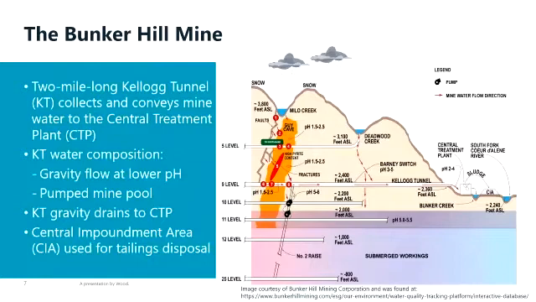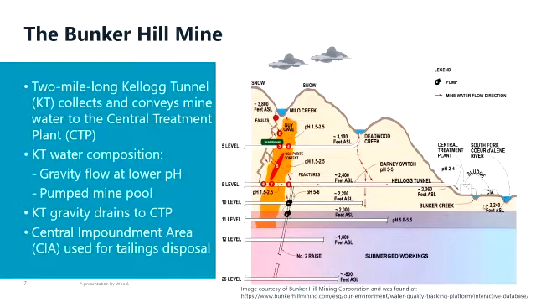Mine water also gets collected in the lower reaches, or what we call the mine pool. There are mine pool pumps that pump up from the pool into the Kellogg Tunnel, where water mixes with the gravity component. Gravity drains from the Kellogg Tunnel down to the central treatment plant, which is located off over here on this side.